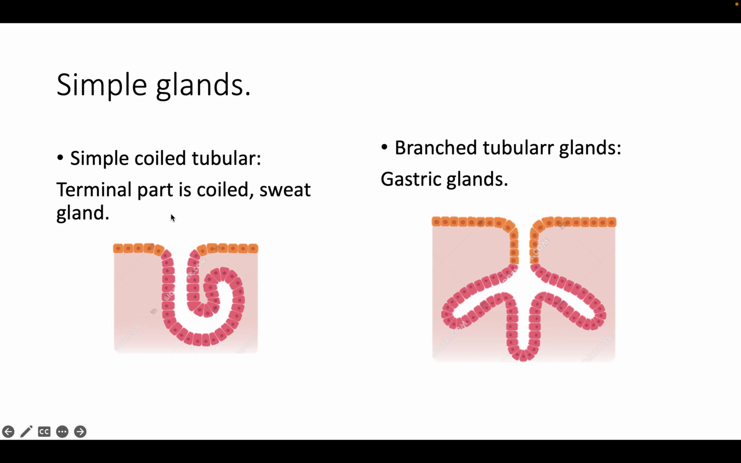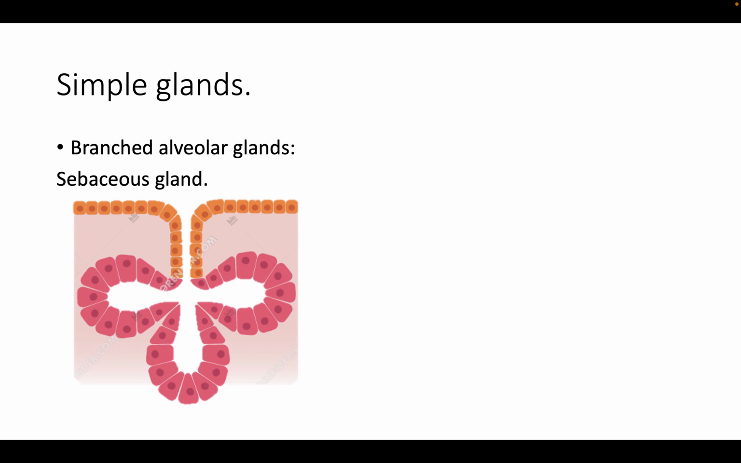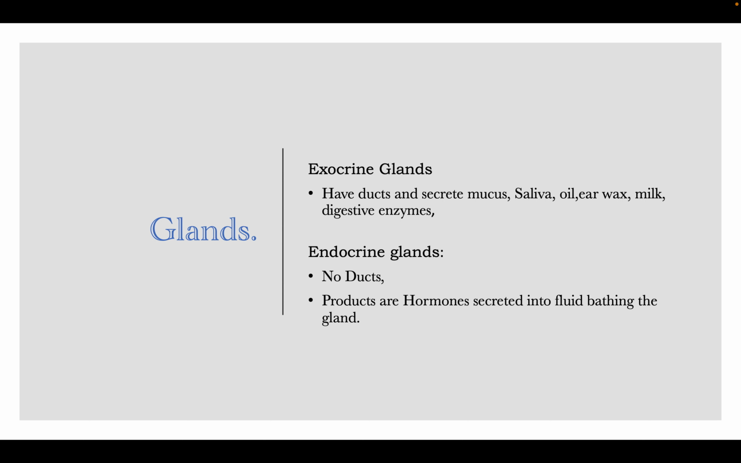We talked about this one. It's also found in the crypts of Lieberkühn. And there are more. We can talk about the compound circular, we can talk about the simple branched circular, which is found in the sebaceous gland, and so on and so forth.